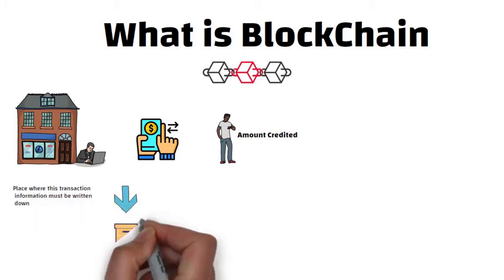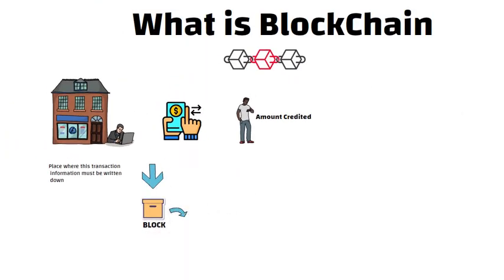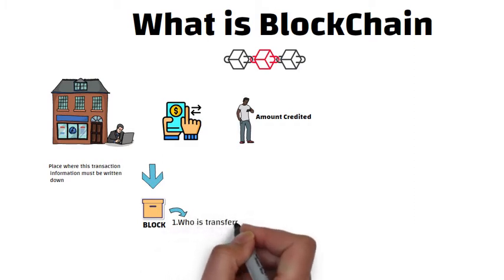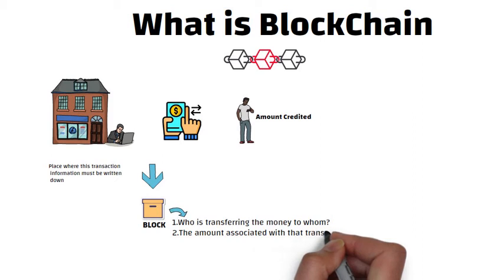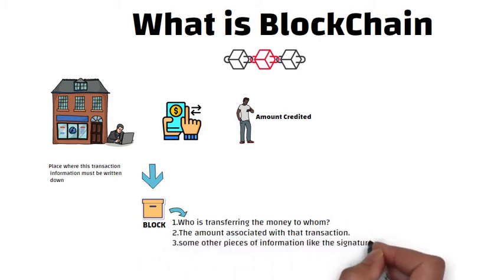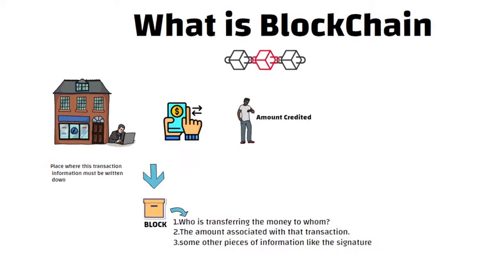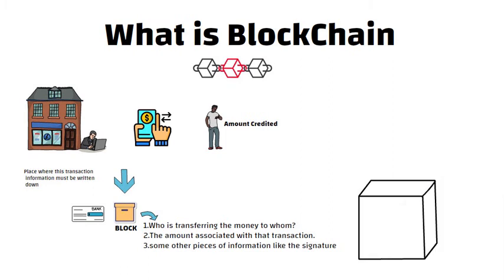The place where this information is written is called a block. In a block, we write information like who is transferring the money to whom, the amount associated with the transaction, and some other pieces of information like the signature. So the block is an information holder similar to a check in the bank. The block also holds a unique hash H for its identity in addition to the information I.